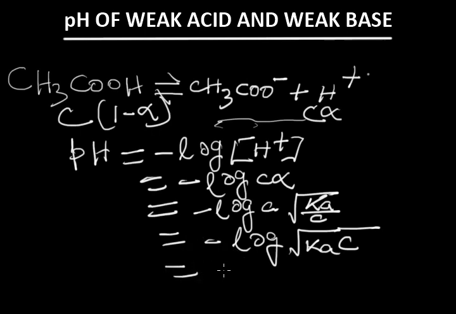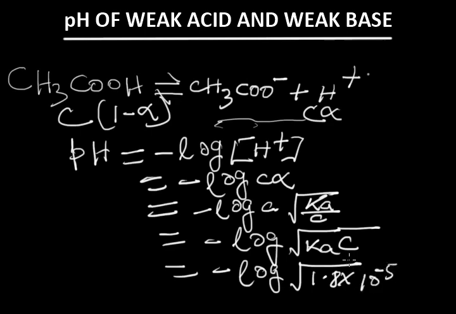Let the concentration of acetic acid be 10 to the power minus 3 molar and the dissociation constant of acetic acid be 1.8 into 10 to the power minus 5. And the concentration of acetic acid is 10 to the power minus 3. So if we calculate the pH of the solution, the pH will be 3.87.